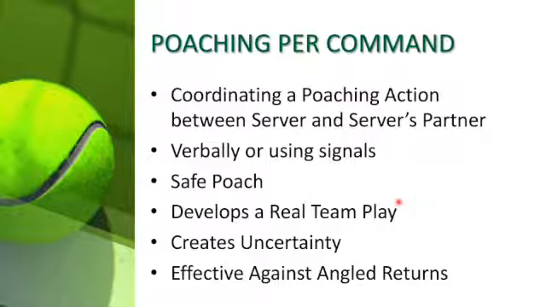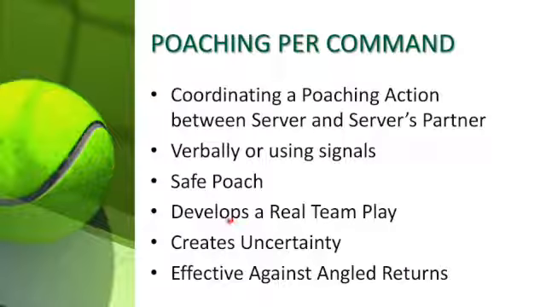Poaching per command or signal is achieved by coordinating a poaching action between the server and server's partner either verbally or by using a signal. This poach is very safe since both players agree to switch at the same time. The net player tries to intercept the cross-court return and the server covers the potential down-the-line return.